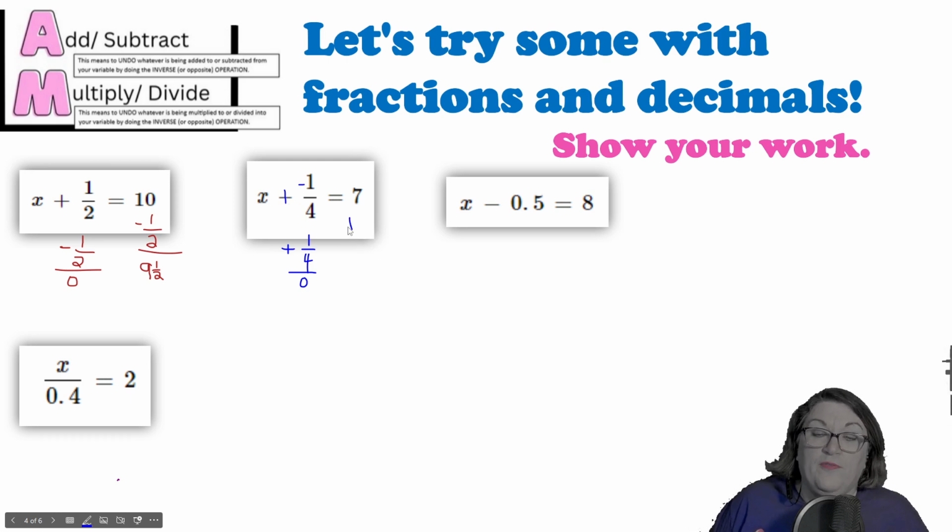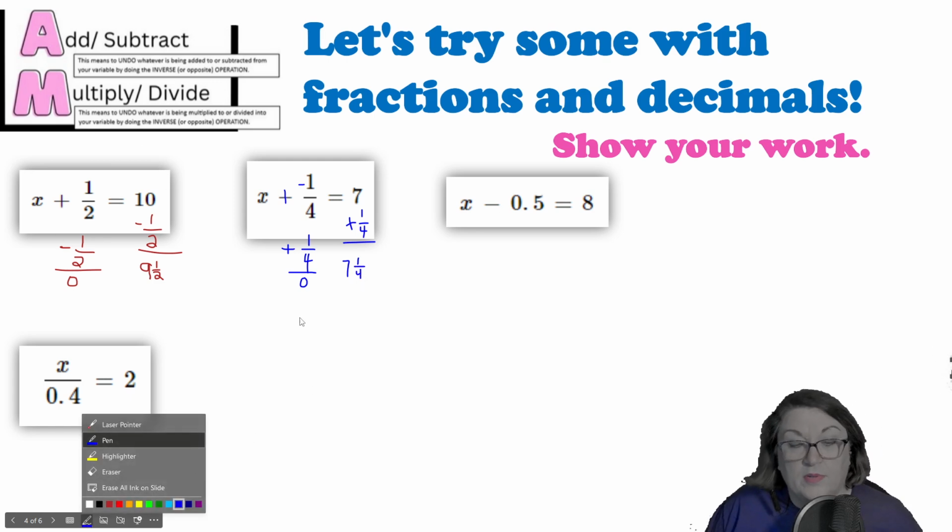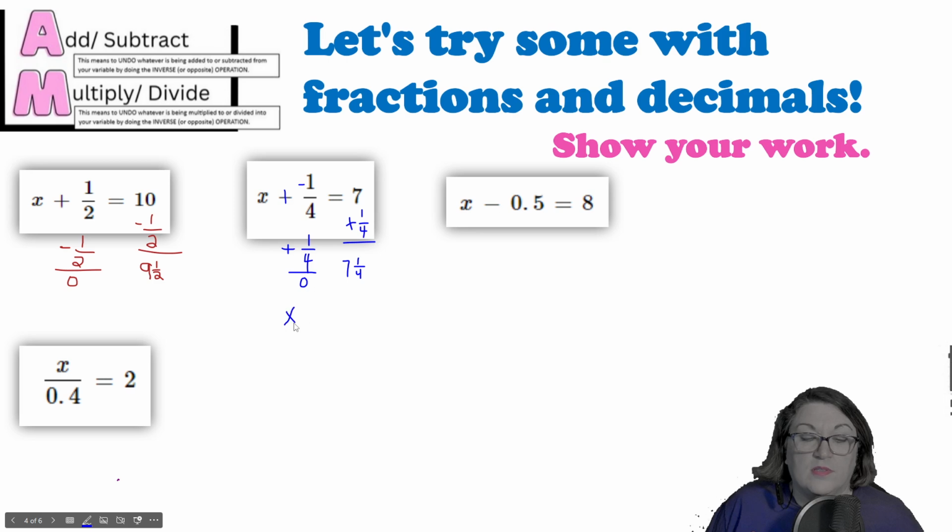And when I add 1/4 to this 7 over here, I'm going to get 7 1/4. Whoops, hang on, this one's x equals 7 1/4, or 7.25 if you wanted to put it in decimal form. Over here, though, we have x equals 9.5. I forgot to write out my answer.